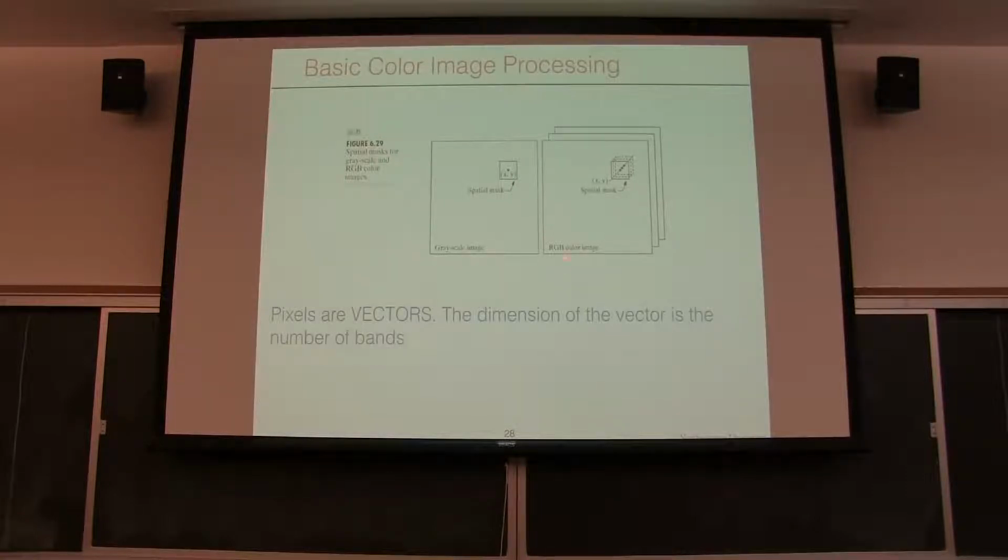Or if I'm working directly on the RGB pixels, then my mask will become a volume. It's not just one band, but it will have the number of bands that my image has. And again, in this class we're going to talk about 3 bands, but I could have bands with multiple wavelengths. I could go all the way to infrared, different bands, and do processing on those.